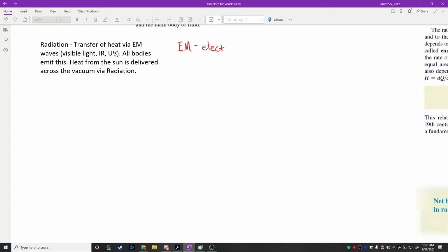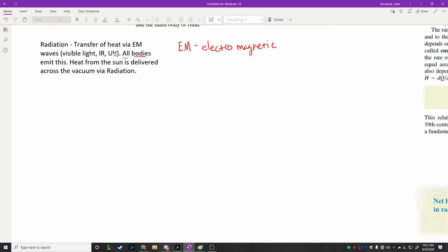Yeah, that's right. So this stands for electromagnetic. So the transfer of heat via electromagnetic waves, that can be visible light, infrared, UV. Literally all bodies, the sun, the earth, you, your car, emit this type of heat. Heat from the sun is delivered across the vacuum via radiation. So radiation is very different from conduction and convection in the sense that it does not require physical contact.